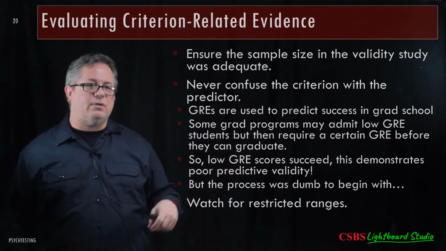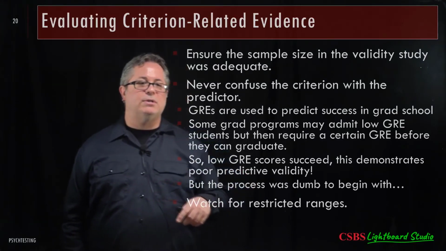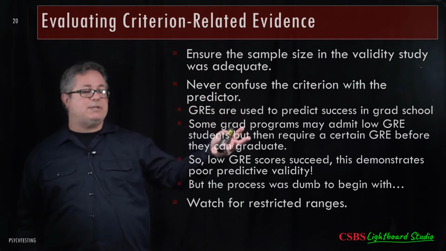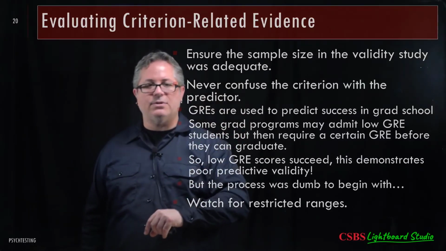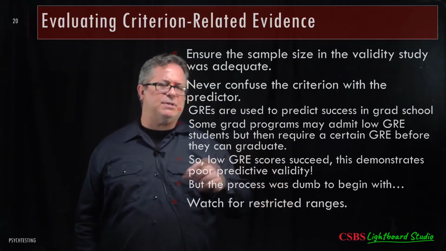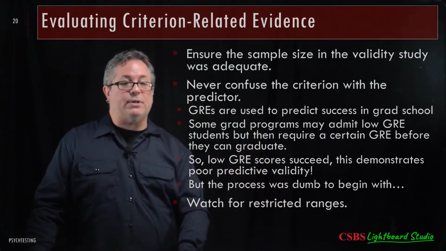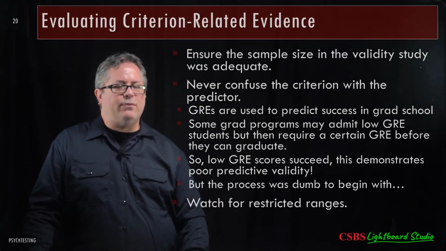So then it looks like low GRE scores succeed and actually go on to say PhD programs or other things because they retook it. So people with low GREs do well, which makes it seem like it's not a very strong relationship between the test and the criteria or criterion.